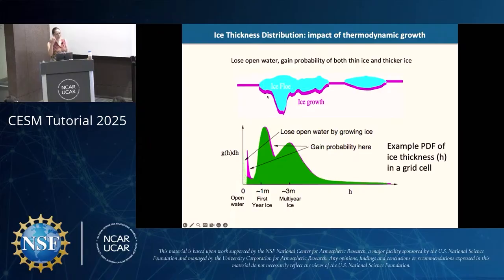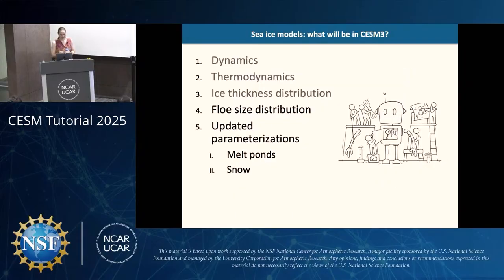And so that's all part of these conductive fluxes and the basal growth that we calculate. So it's a pretty complex scheme within that. All that being said, sea ice is still not a very expensive part of the CESM. So it's nothing compared to CAM in terms of the cost. All right.